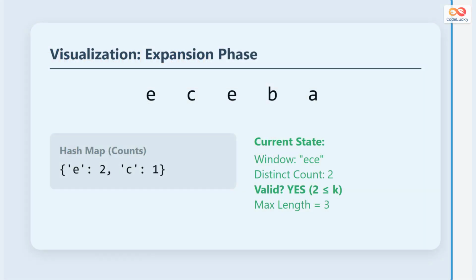Let's visualize this on the string "aceba". We start by expanding the window. We add e, then c, then e again. Our map shows 2 distinct characters, e and c. Since 2 is not greater than k, this window is valid. The length is 3, which is our current maximum.